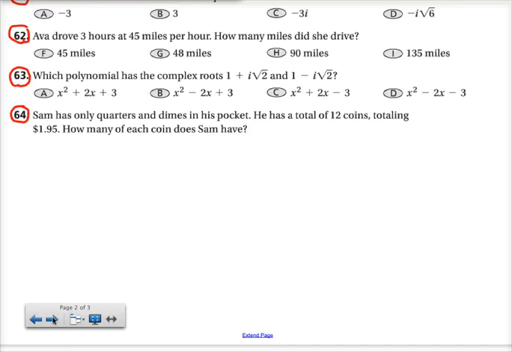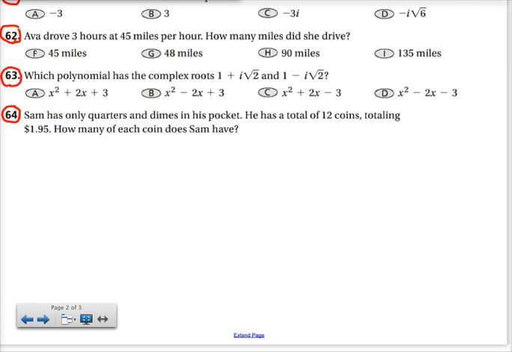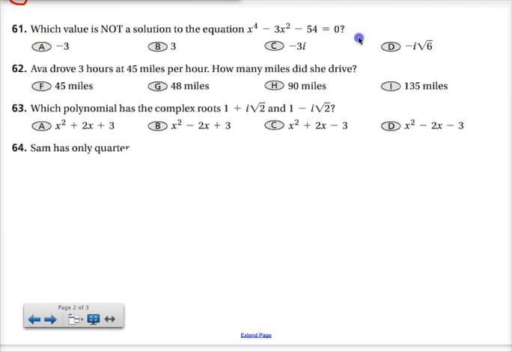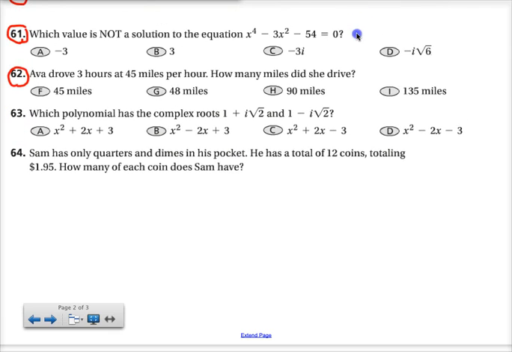Then we go to review problems here. And I'm going to slide this down a little bit since it's switched gears on me. Number 61 says, which value is not a solution of x to the 4th minus 3x squared minus 54 equals 0? Well, if I know the solutions, then I can answer that question.